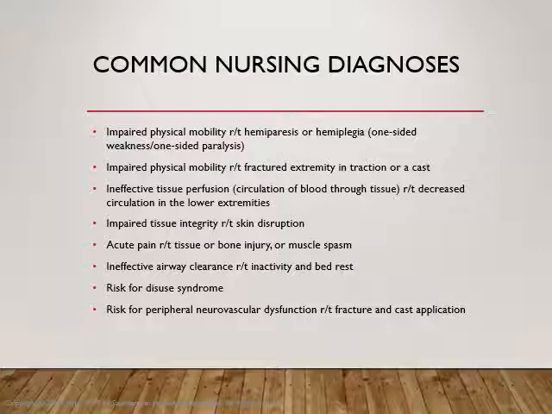Common nursing diagnoses: impaired physical mobility related to hemiparesis or hemiplegia, impaired physical mobility related to fractured extremity in traction or a cast, ineffective tissue perfusion related to decreased circulation in the lower extremities, impaired tissue integrity related to skin disruption, acute pain related to tissue or bone injury or muscle spasm, ineffective airway clearance related to inactivity and bed rest, risk for disuse syndrome, risk for peripheral neurovascular dysfunction related to fracture and cast application.